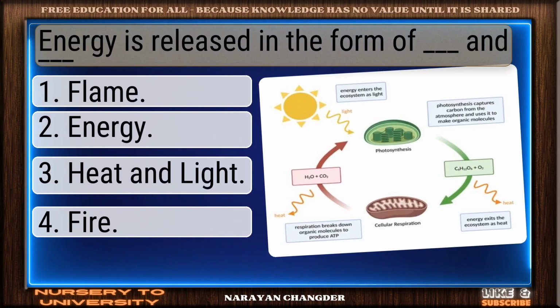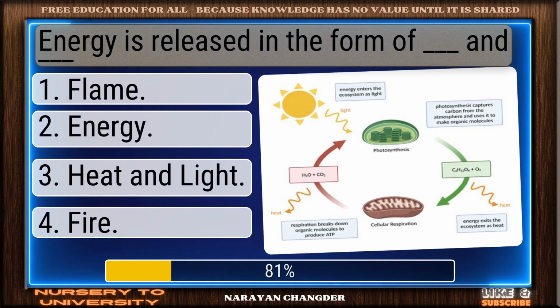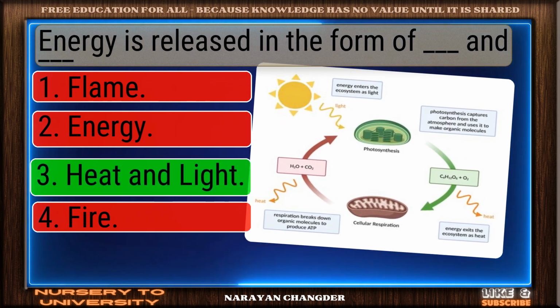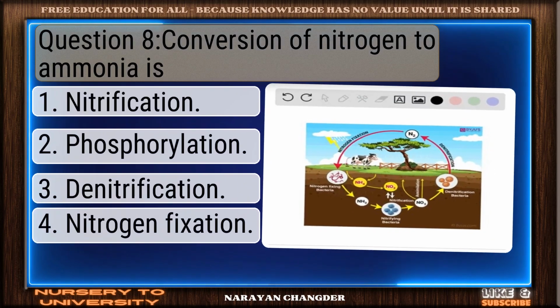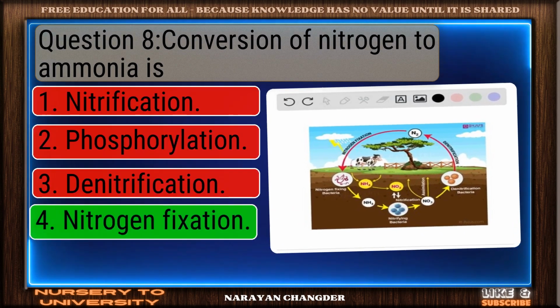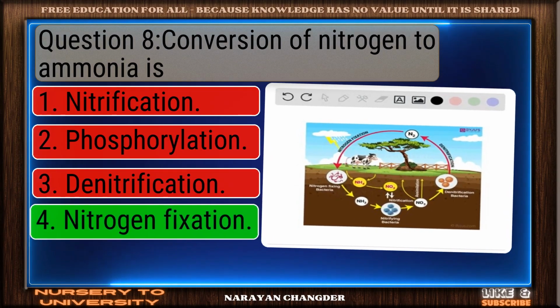Energy is released in the form of dash and dash. Well done. Heat and light is the right choice. Question A. Conversion of nitrogen to ammonia is... Nicely done. Nitrogen fixation is a solid answer.